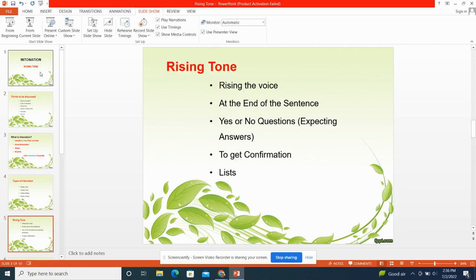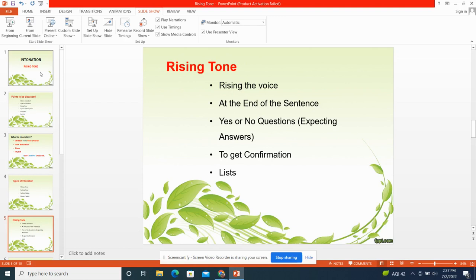What's rising tone? It's very simple. We have to raise our voice at the end of the sentence. Particularly when you're asking questions to get answers or confirmation, or expecting answers from someone, we have to raise our voice at the end of the sentence. This is one usage of rising tone. The second one is when I list out something, then we can go with rising tone. Listing out things, we can use rising tone.